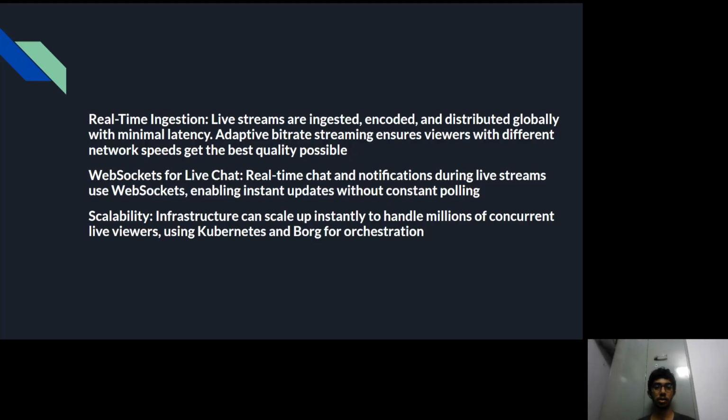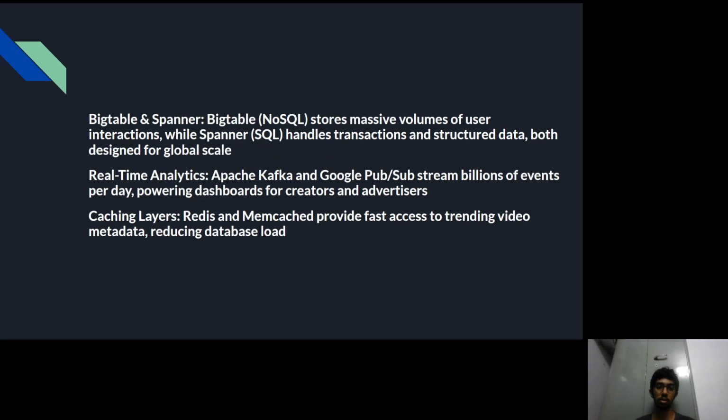And for real-time ingestion. Live streams are ingested, encoded, and distributed globally with minimal latency. Adaptive bitrate streaming ensures viewers with different network speeds get the best quality possible. WebSockets for live chat. Real-time chat and notifications during live streams use WebSockets, enabling instant updates without constant polling. Infrastructure can instantly handle up to millions of concurrent live viewers using Kubernetes and Borg for orchestration.